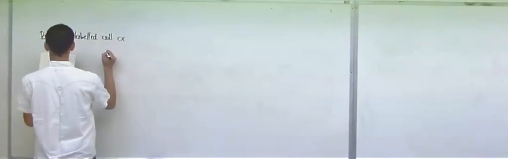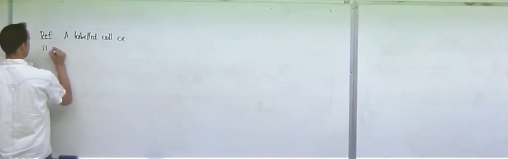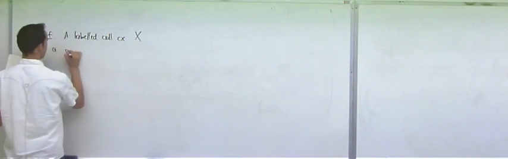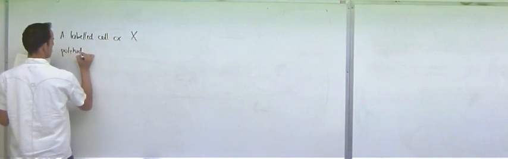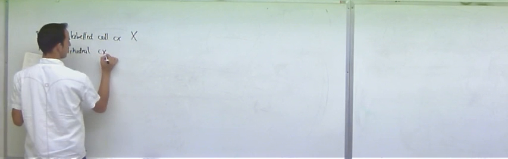So where were we? We were talking about labeled cell complexes, right? So just to remind you of that definition. A labeled cell complex is a polyhedral complex X.